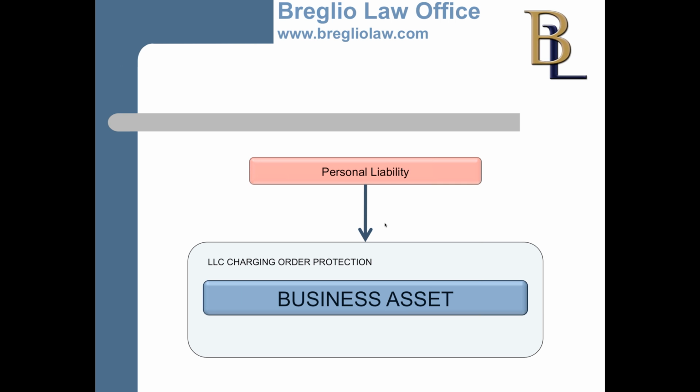That loan shark only gets a charging order for whatever receipts and money partner A would have gotten out of here. But what partner B can do is make a decision not to distribute any funds. So they're going to leave the money in the company and not make distributions.